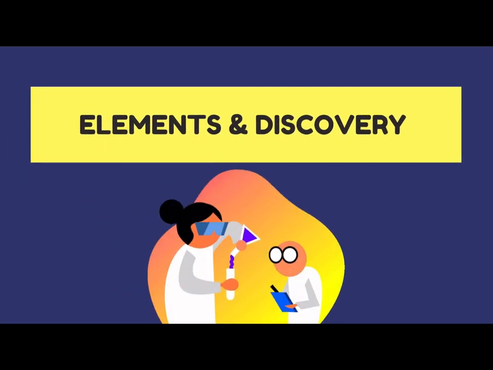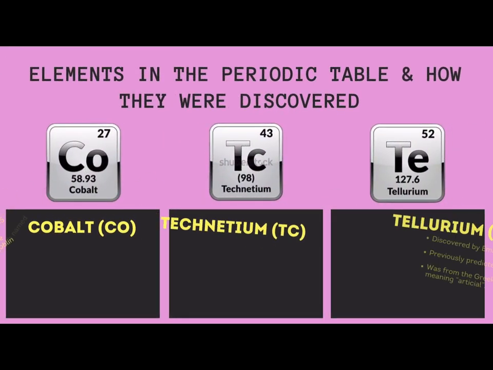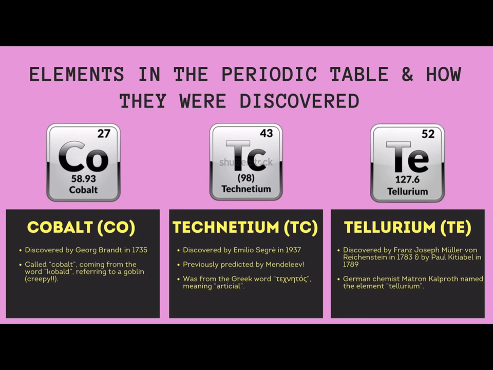Next, we will look at 5 elements in the periodic table and how they were discovered. Number 1. Cobalt. It was discovered by Georg Brandt in 1735. Since one effect of cobalt was its oxide coloring glass blue, initially it was thought that the color was due to the presence of bismuth. However, he was able to isolate cobalt from bismuth, discovering a new, previously unidentified element. He named the new element cobalt, which comes from the German word kobold, referring to a goblin.